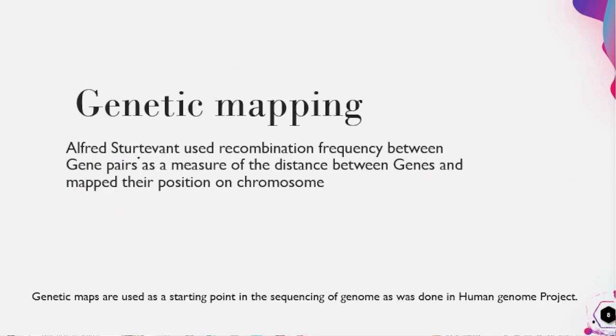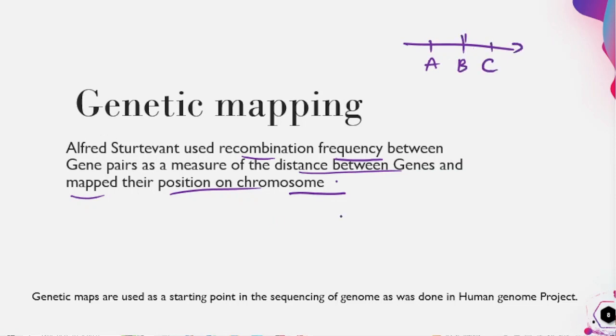Coming to genetic mapping, this is really important. Alfred Sturtevant used recombinant frequency between gene pairs to measure the distance between genes and map their position on the chromosome. For example, here A gene is present, here B gene is present, here C gene is present, like that. So you use the recombinant frequency.